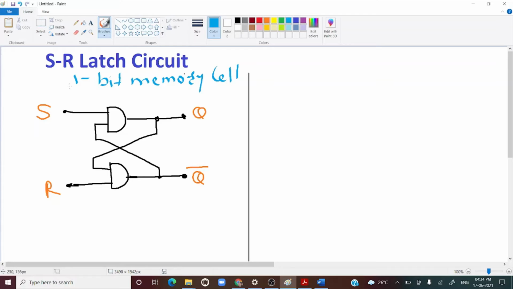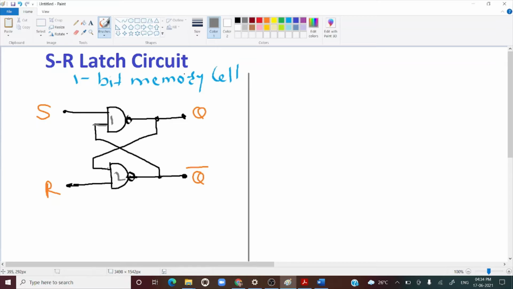In sequential circuits, we mostly use the universal logic gates. So here we are using NAND gates. We are using 2 NAND gates, and the outputs of these 2 NAND gates are cross coupled. You can see that the output of the first NAND gate is connected as an input to the second, and the output of the second NAND gate is connected as an input to the first.